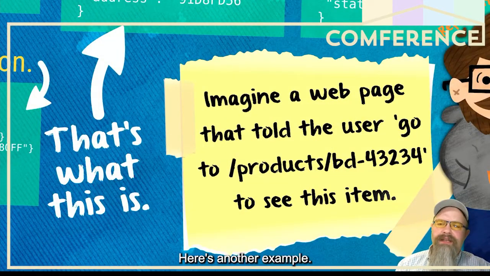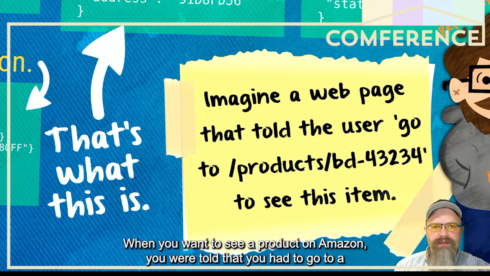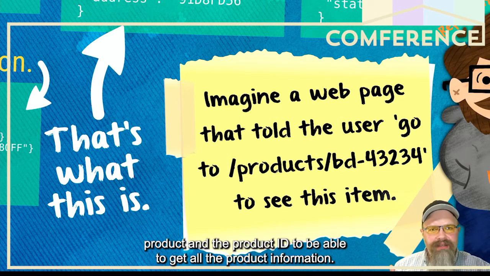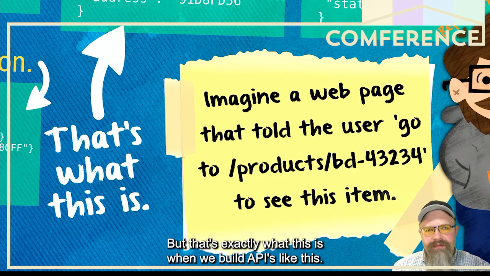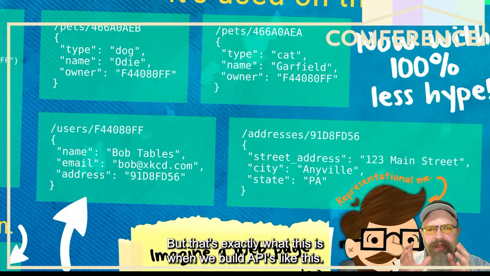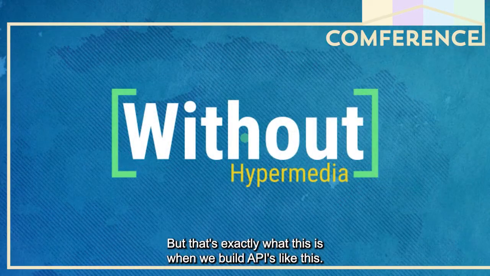Here's another example. Imagine Amazon. When you went to see a product on Amazon, were you told that you had to go to /products and the product ID to be able to get all the product information? No, you just follow the link. But that's exactly what this is when we build APIs like this.